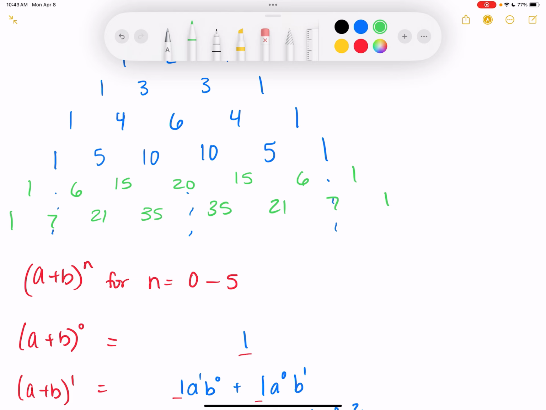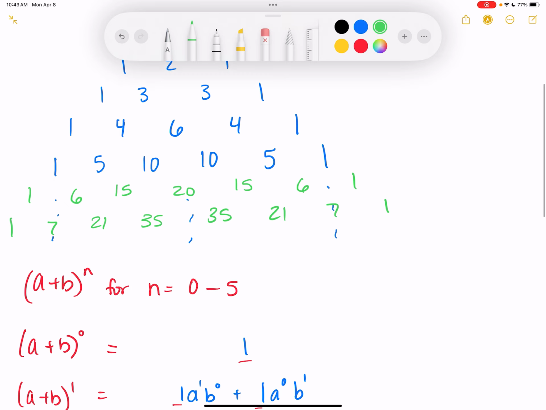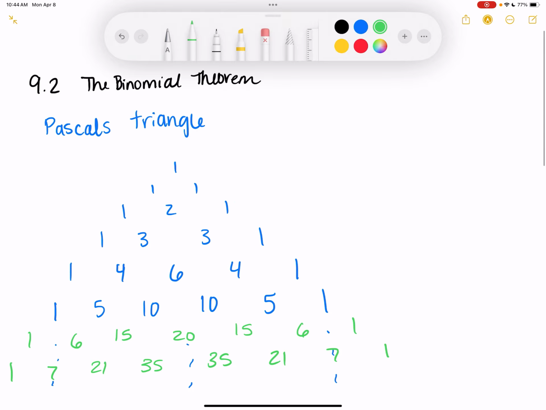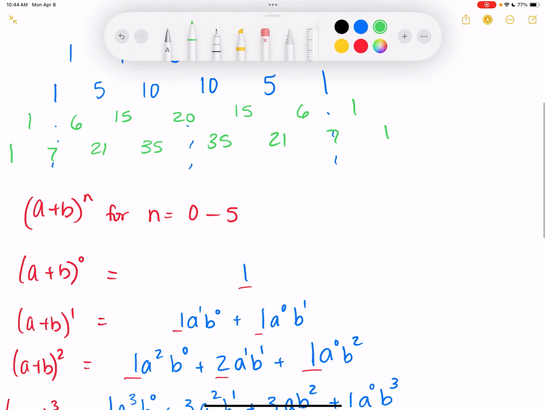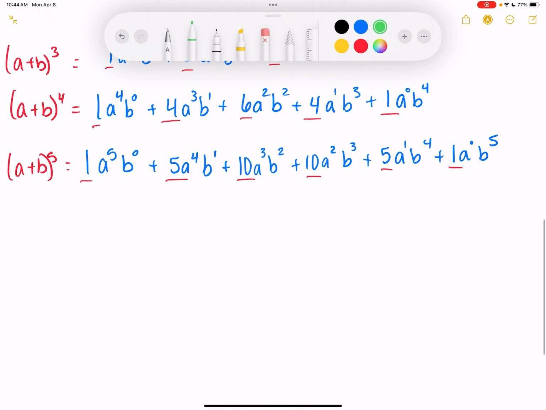So would it be true to say that the number of terms is n plus 1? Yes, I think so. Because this one would have been 0, and that would be 1. This would have been 1, so that would be 2. So, yeah. That's convenient.